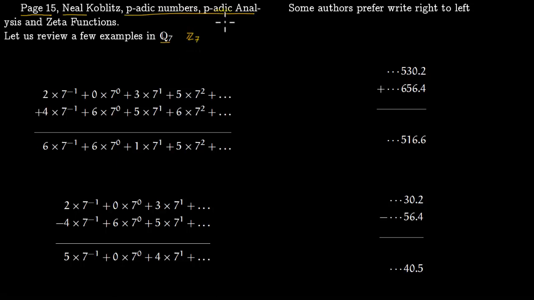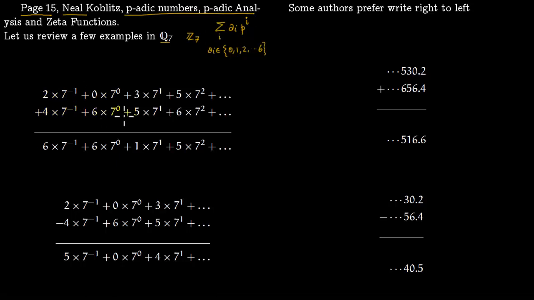Z7 we have already talked about. Its concrete description is something like this, where this ai would lie in the set, so you are in Z7, so 7 elements, 0, 1, 2, all the way to 6. For Q7, you keep ai as such, but you allow this i to be negative.